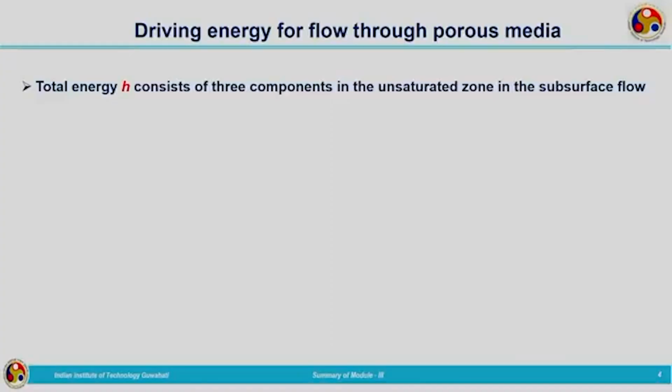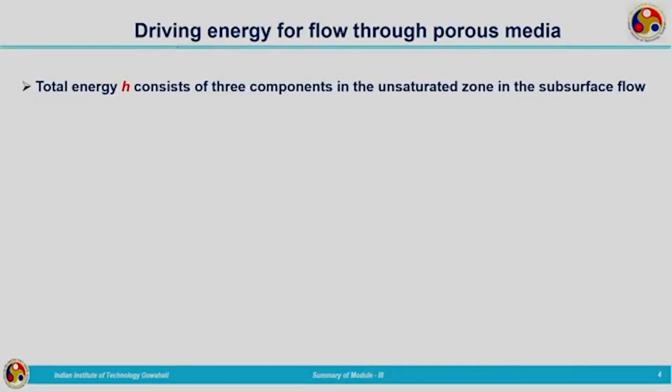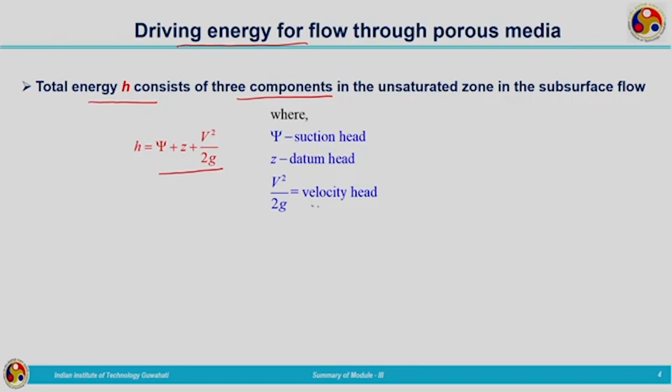After understanding the pore space and the wetting process taking place within the subsurface, we moved on to the driving energy for flow through porous media. The total energy was represented by H. It consisted of three components in the unsaturated region, given by H equals psi plus Z plus V square by 2g. Here psi represents the suction head, Z the datum head, and V square by 2g the corresponding velocity head.